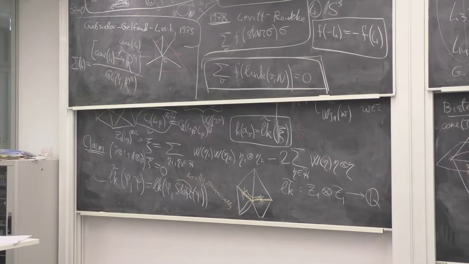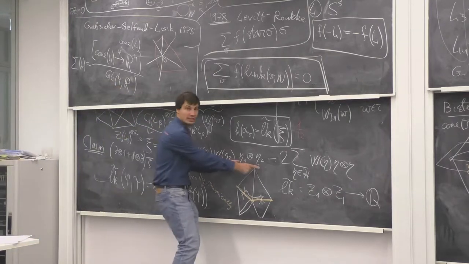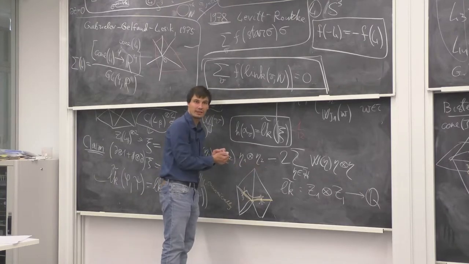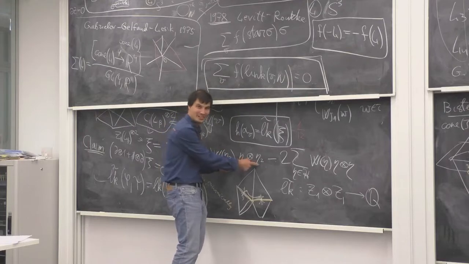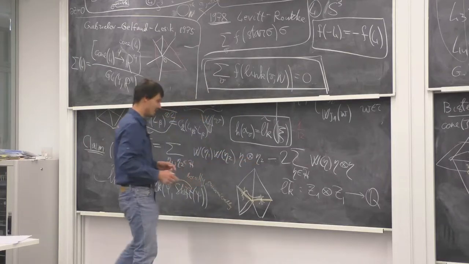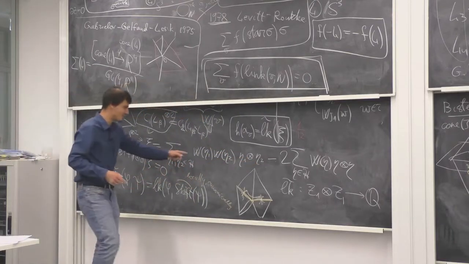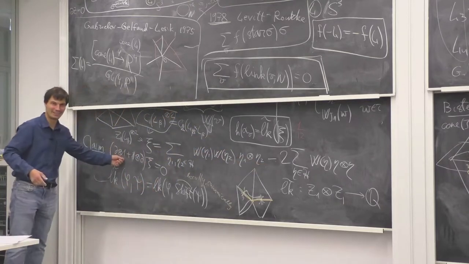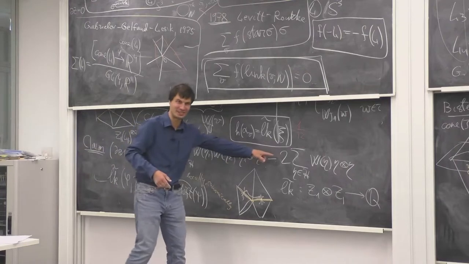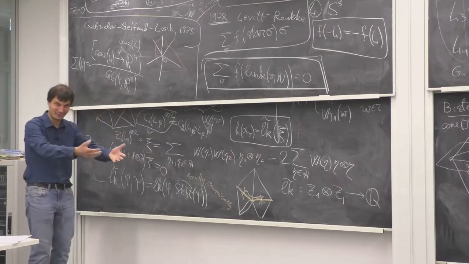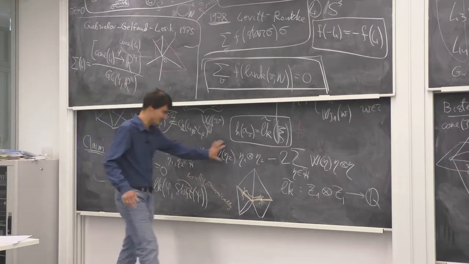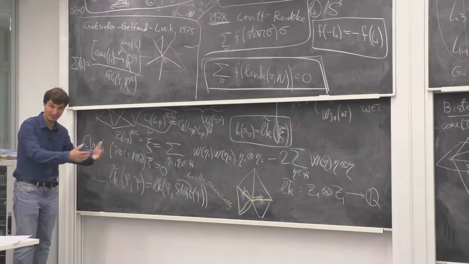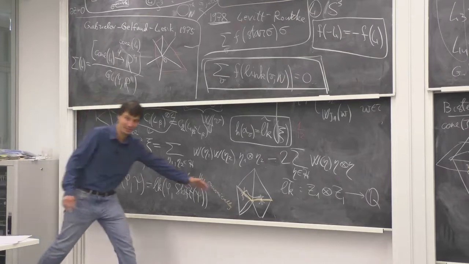No. The matter is, these are not cycles. I cannot replace it by link. These are chains. It is not true that any summand is a cycle. It is only this linear combination. So I find, but the claim is that it belongs to here. So we can apply this.